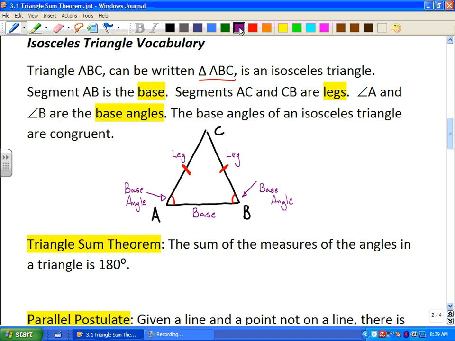Now, let me point these out to you. The two sides that are congruent are considered the legs. All right? So in an isosceles, you're going to have two sides that are congruent and the third one that's different. The two that are the same are called the legs. All right. The third side is considered the base. So the two legs that are equal or congruent are the legs. And this would be the third side.